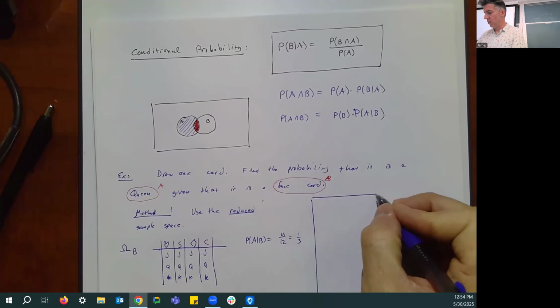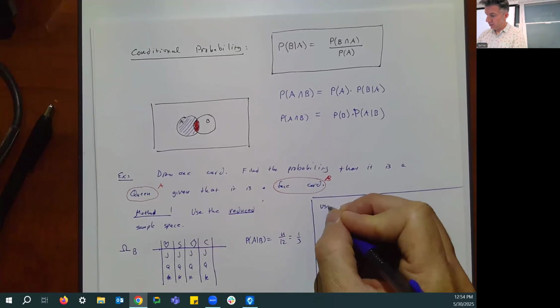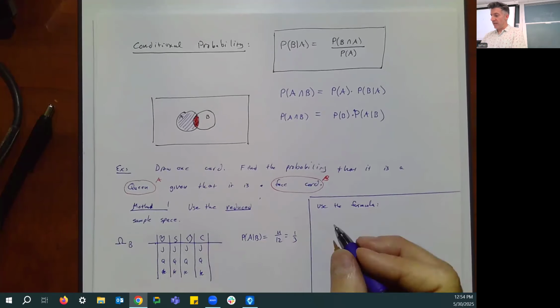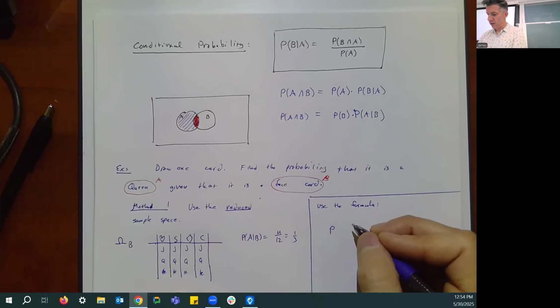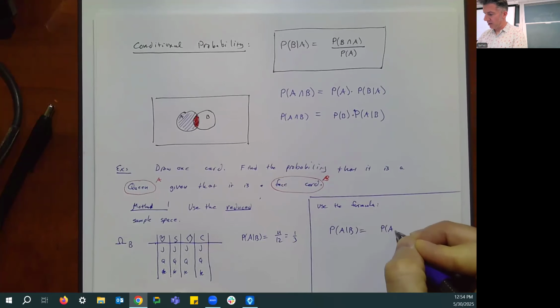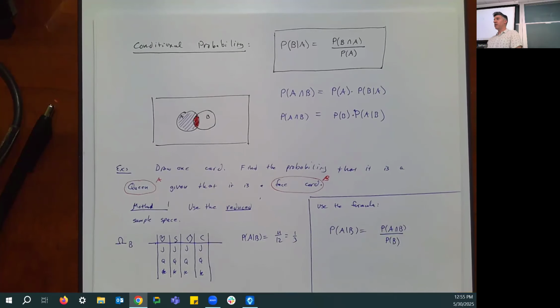Alternatively, you can do this the more formulaic way. If I want to find the probability of A given B, I'm just throwing the formula at it: the probability of A intersect B divided by the probability of B. Okay, A intersect B. So the overlap of face cards and queen cards is just the queens. Sometimes the overlap is just the entirety of one of them. Right here, A is completely contained in B, so their overlap is just all of A.